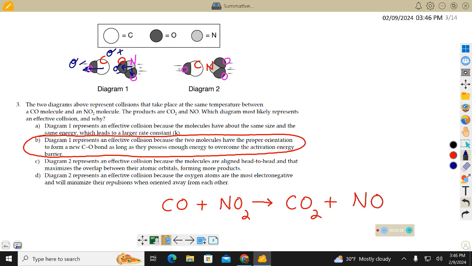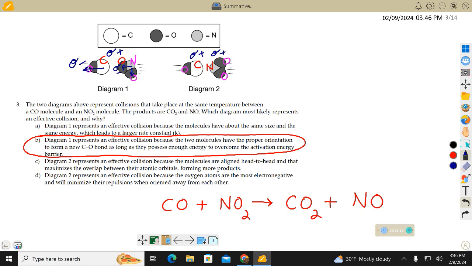And so one thing that I would think about when I'm looking at an effective collision, when the particles have to collide in proper orientation, I would want a partial negative to collide with a partial positive, which is shown in diagram 1. That's when I'd likely have a reaction or a collision that results in new products being formed. In diagram 2, the carbon is going to be partially positive, and so is the nitrogen. So I don't know if that would be the most effective collision.